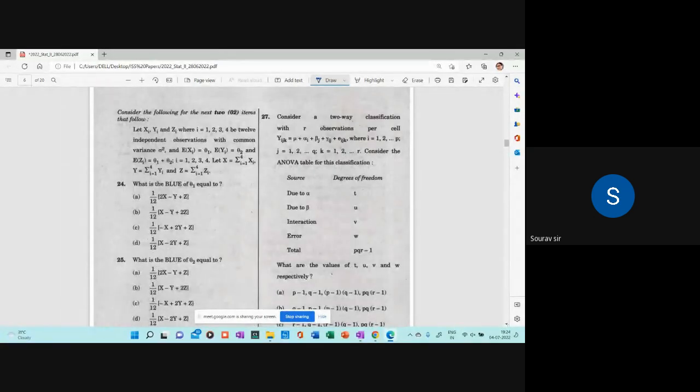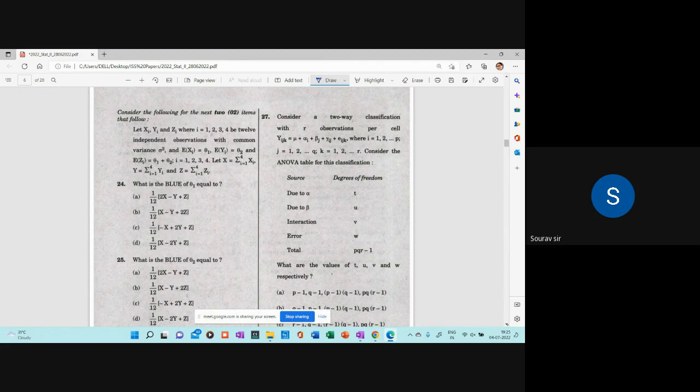Okay, the same kind of thing. Consider the two-way classified data with one observation per cell. It has P levels, Q levels, K running from R. Consider the ANOVA table. Due to A, it has T degrees of freedom. Due to B, it has U degrees of freedom. Due to interaction, it has V. Due to error, it has W. And due to the total, it has basically PQR minus 1 degrees of freedom.